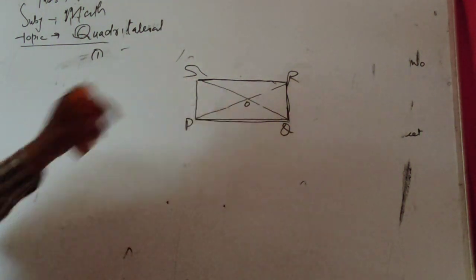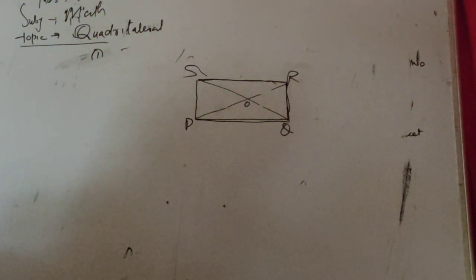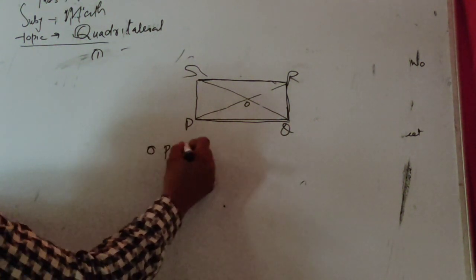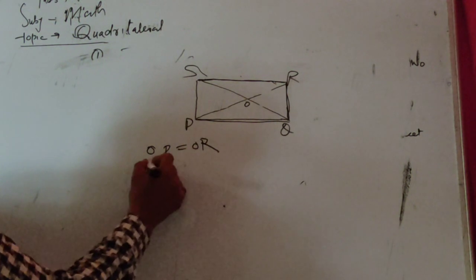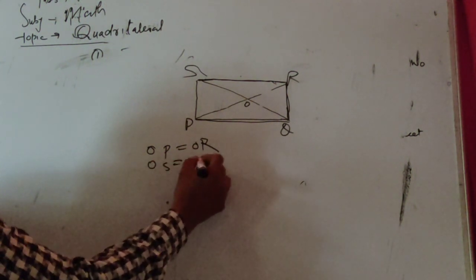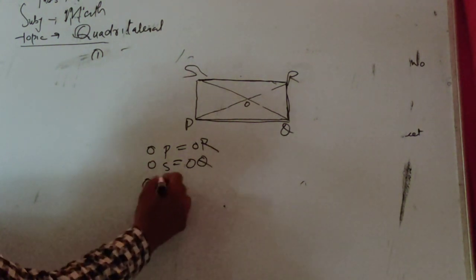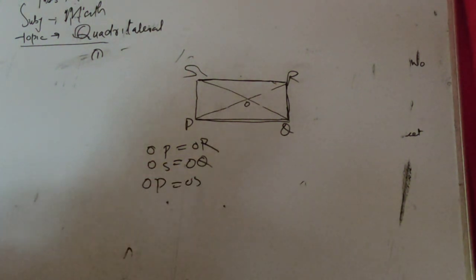In a rectangle, diagonals bisect each other means OP is equal to OR, OS is equal to OQ. These diagonals bisect each other. So on. Diagonals bisect each other.